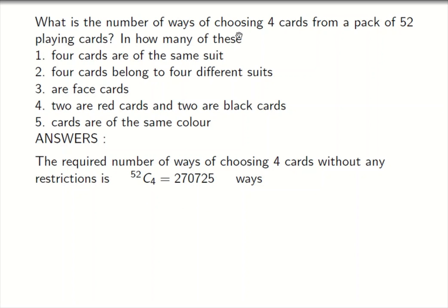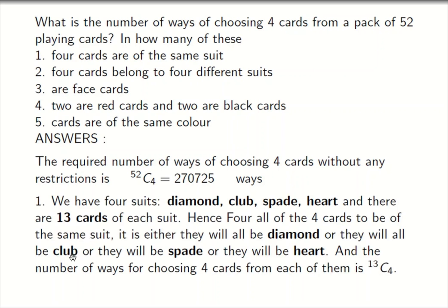So in choosing four cards from a pack of 52 of them, you have 52 combination 4, and this is very simple. Now let's look at the first one. We have four suits: diamond, club, spade, heart, and there are 13 cards of each suit. Hence, for all of the four cards to be of the same suit, it means we choose them from diamond alone, or from club alone, or from spade alone, or from heart alone.